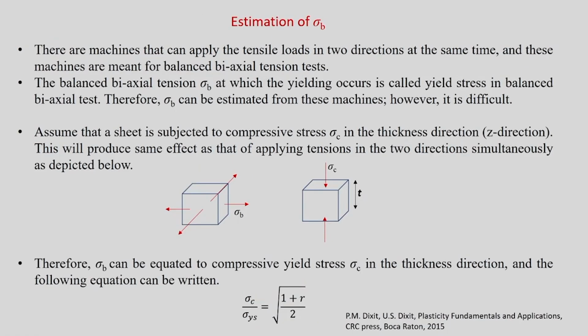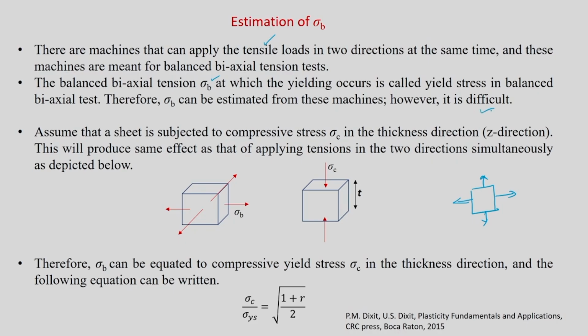Now just a quick note on how you find sigma b. Sigma b is the yield strength in equibiaxial tension. That means you have this sheet, you have to pull it equally in the plane direction, and monitor its deformation to get the yield strength. There are machines that can apply tensile loads in two directions at the same time, meant for balanced biaxial tension tests. You have to maintain alpha equal to 1. The stress at which yielding occurs is called the yield strength in the balanced biaxial tension test. Therefore, sigma b can be estimated from these machines.